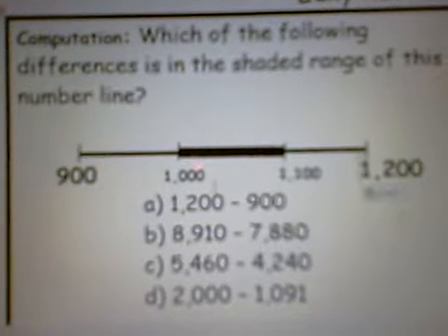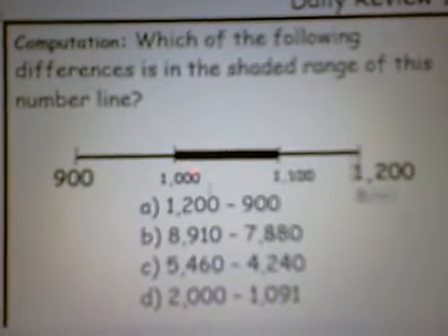I'm going to begin by subtracting from my ones place. 0 minus 0 is 0. 0 minus 0 is 0. 2 minus 9, I can't do that without getting a negative number, so I borrow from my thousands place. My 2 becomes a 12. 12 minus 9 is 3. 300 is my answer for A. That is not in between 1,000 and 1,100, so A is not an answer choice, so I can eliminate that.